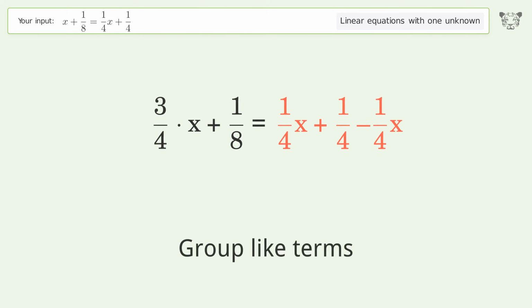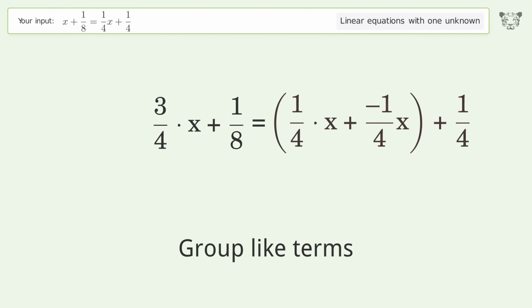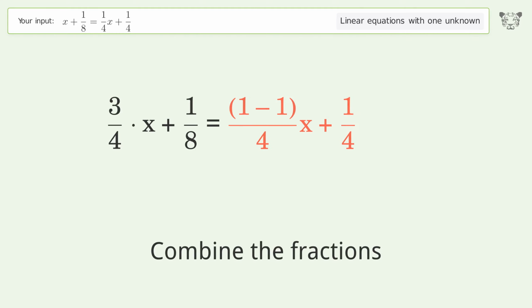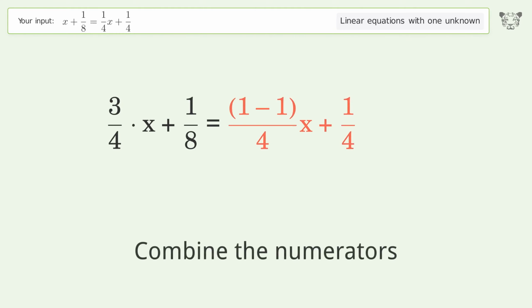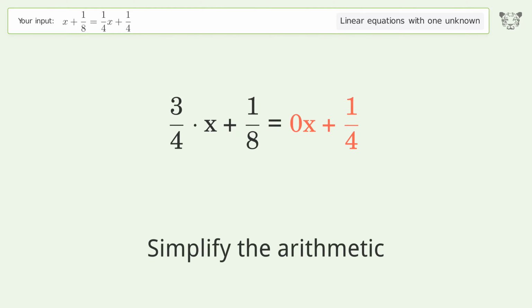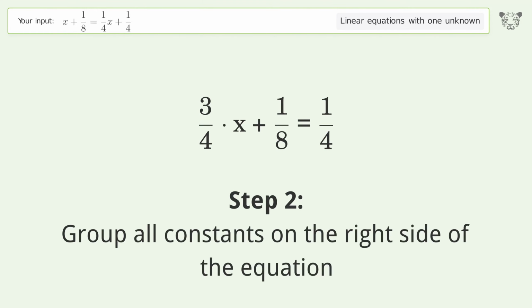Group like terms. Combine the fractions. Combine the numerators. Reduce the zero numerator. Simplify the arithmetic. Group all constants on the right side of the equation.